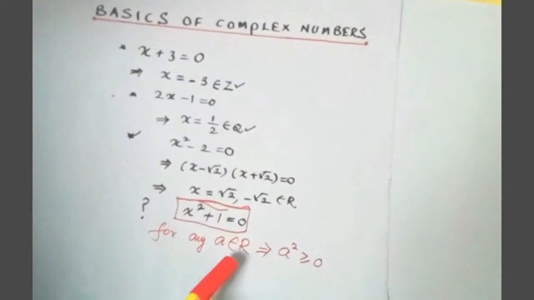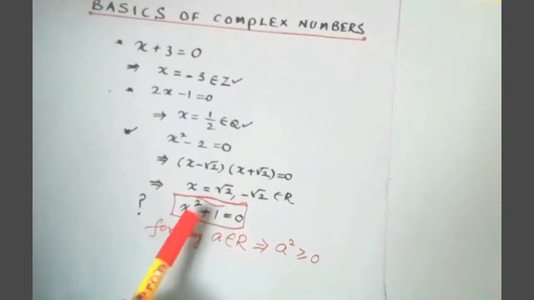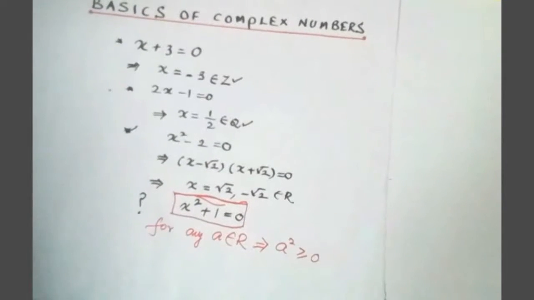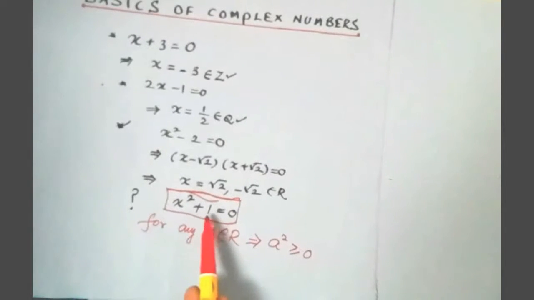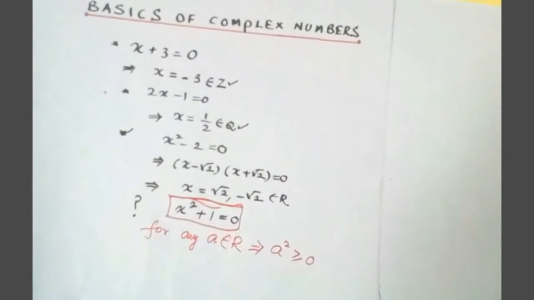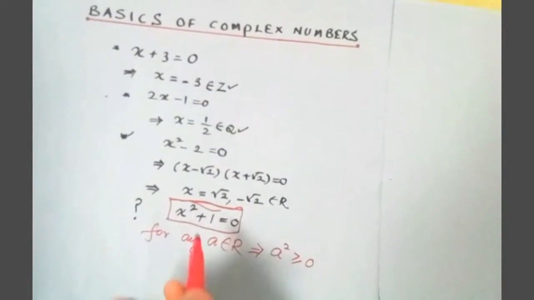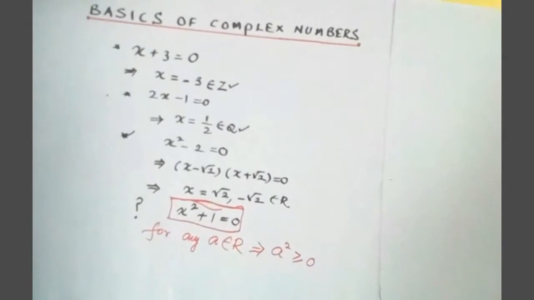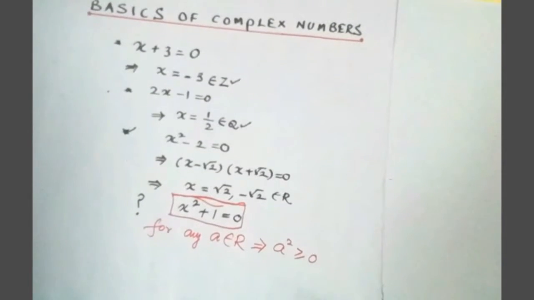So if the square of a real number is always greater than or equal to 0, and I add 1 to that value, what happens? It will become greater than or equal to 1. But what I wrote here is x squared plus 1 equals 0. So for x squared plus 1 equals 0, there is no real solution. It means we cannot find a value in the set of real numbers which satisfies x squared plus 1 equals 0. So there is no solution for x squared plus 1 equal to 0 in the set of real numbers.